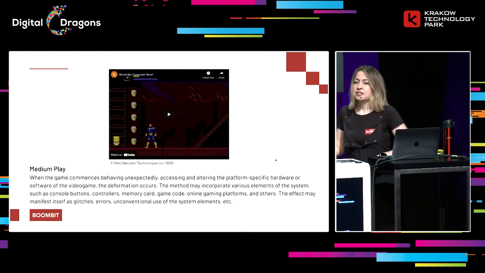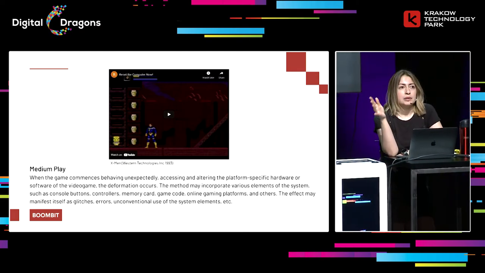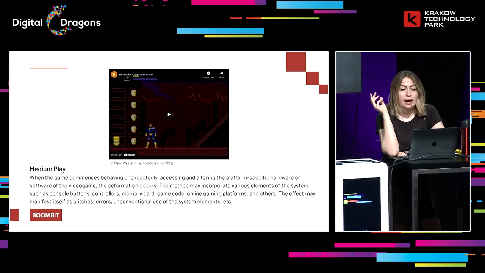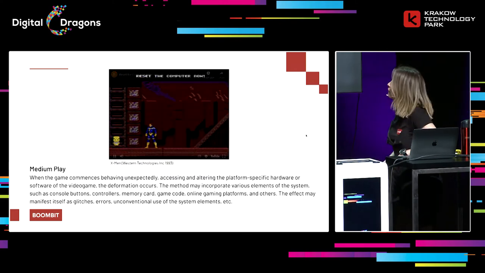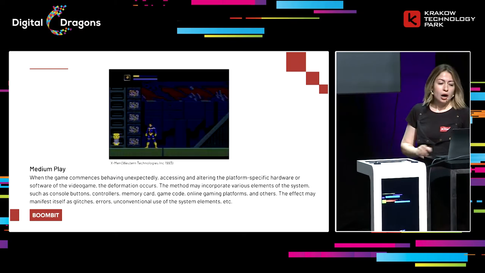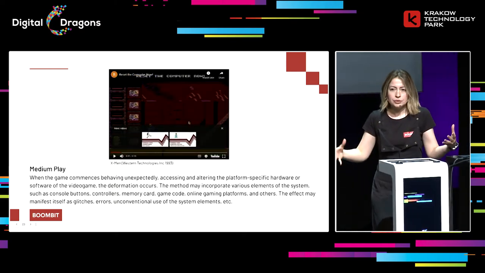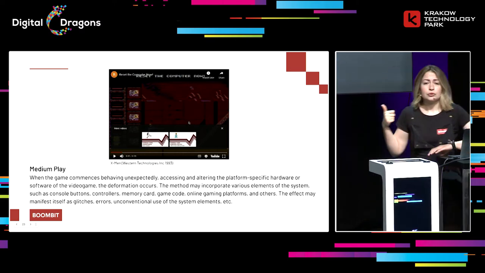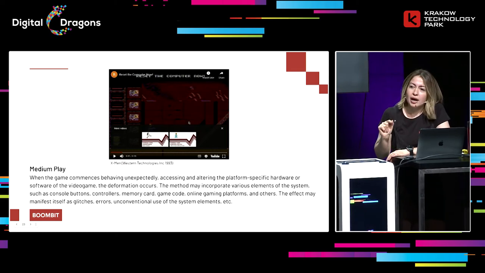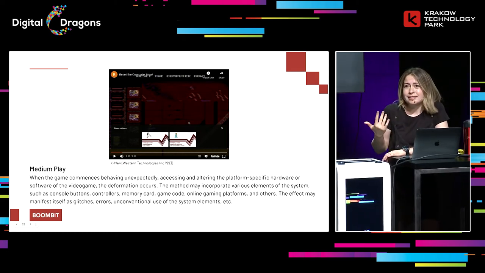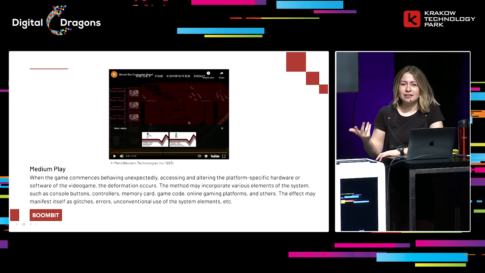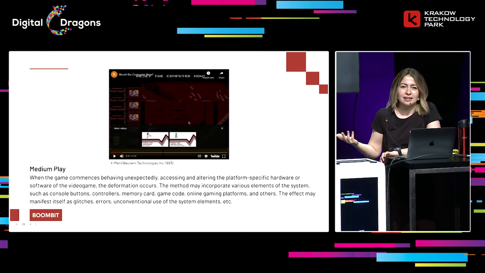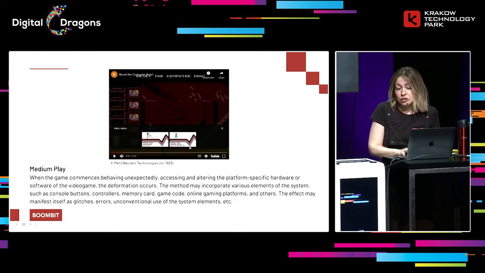And we have medium play. Medium play would be when the gameplay includes things that are specific to the hardware or the software. It would be about the reset buttons, just like in the computer, the "reset the computer now" example that we have here. When you see this, you just go and try to find a computer in the gameplay, but it is referring to the Sega Genesis's reset button. So you have to reset the game in order to continue. This is a very weird way of implementing this, but again, it is fun. It is a weird challenge for the player. Of course, it is old school. We cannot do something like this. But again, it is innovative in its time.